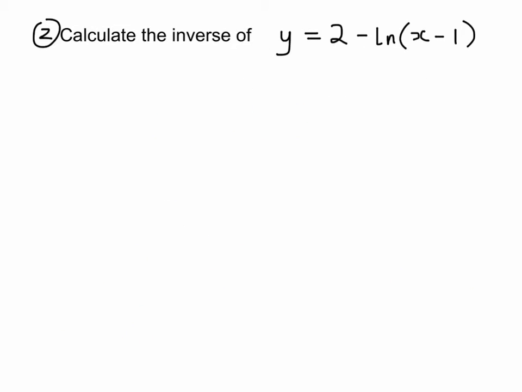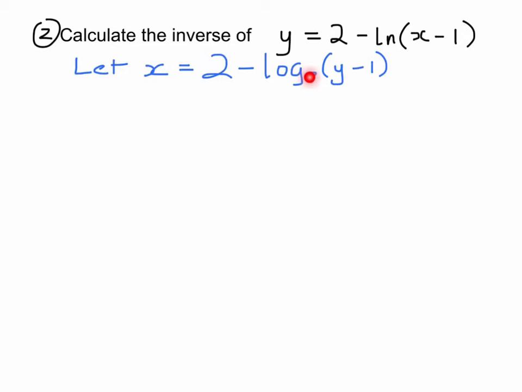Okay, so here's another one. We're finding the inverse of a log function. So what we do first is the same as before. We let x be what y used to be. So you have x equals 2 minus log to the base e of (y minus 1). And I rewrite that as this because it makes it easier to see later on what I'm doing.